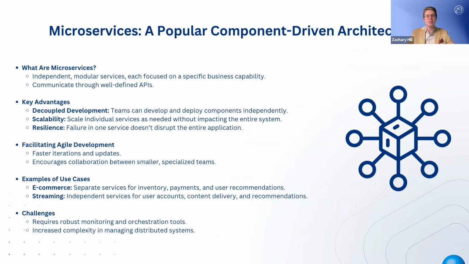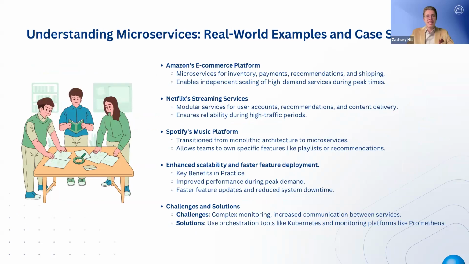Microservices are small, independent services, each focused on a specific task and communicating through APIs. This modular approach allows teams to develop, deploy, and scale services independently, improving flexibility and resilience. For example, e-commerce platforms use microservices to manage inventory, payments, and recommendations as separate units. Streaming platforms like Netflix handle user accounts, content delivery, and recommendations in distinct services, ensuring reliability even during high traffic. Microservices are a scalable and resilient solution for modern software, making them essential for building flexible, robust systems.